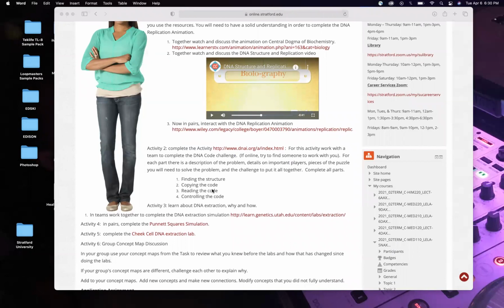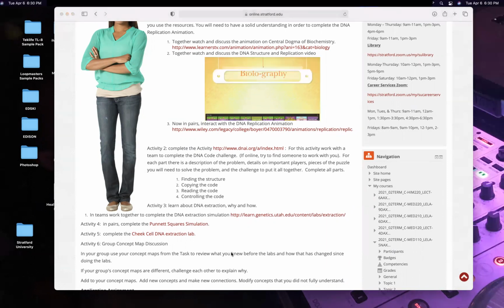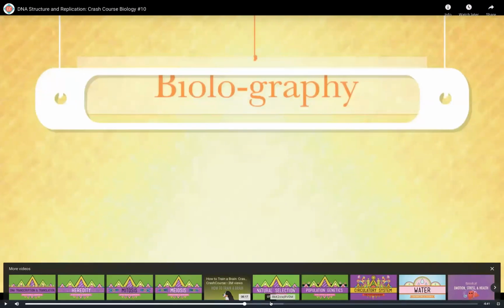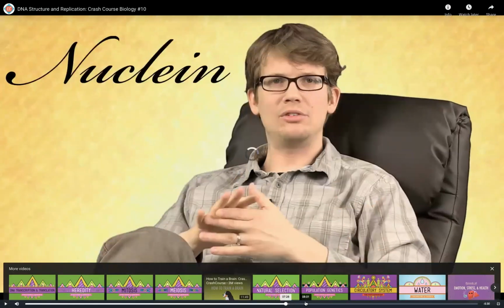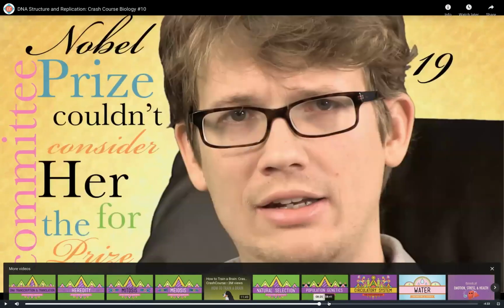So now we already know the structure of the code. And now we know how to read the code a little bit, at least how to match up base pairs. Now let's talk about how to actually copy the code. And I'm going to skip a little bit ahead because they're going to start talking about Watson and Crick, and that's more for your discussion.